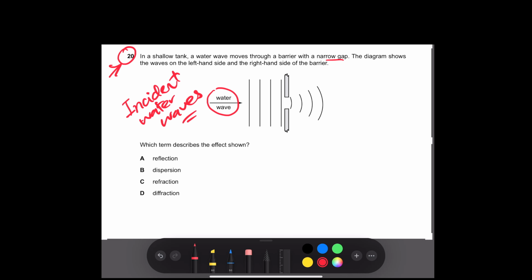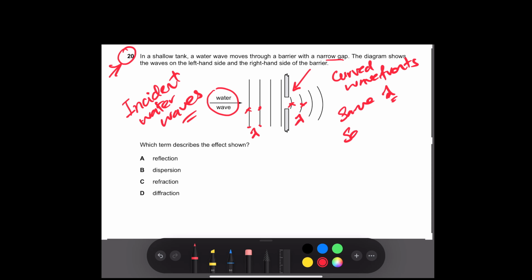After passing through the narrow gap, these water waves become curved. So these are the curved wave fronts. We notice that the curved wave fronts and incident water waves have the same wavelength, lambda, equal spaces between two consecutive wave fronts, and the same thing happened for the curved wave fronts, same wavelength.